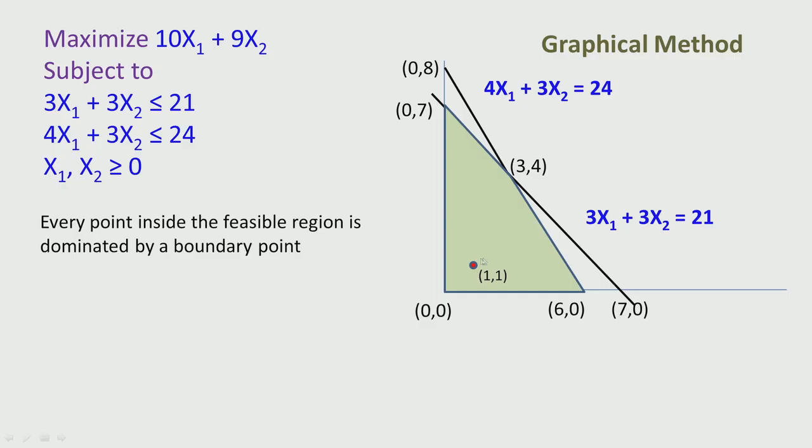Therefore, we summarize that I do not have to evaluate points strictly inside the feasible region. It is enough to evaluate points which are on the boundaries. So, it is enough to evaluate points which are on the boundaries, but then we realize that this is the boundary of this region, starting from 0 0 to 6 0 to 3 4 and 0 7, but then we also realize that there are infinite boundary points.